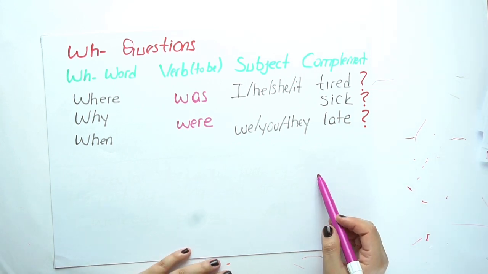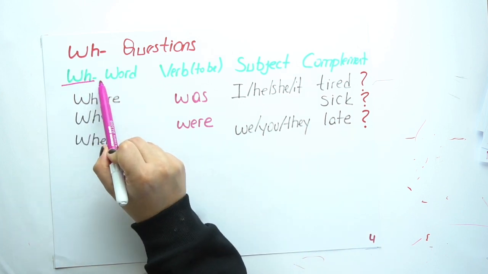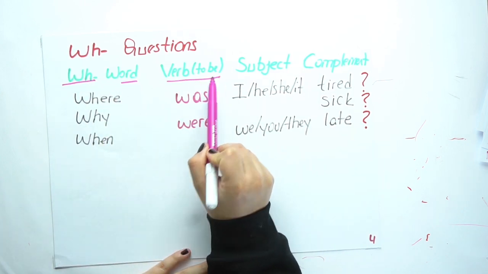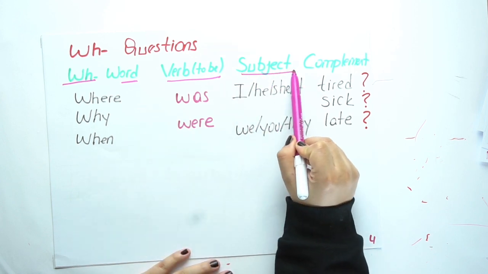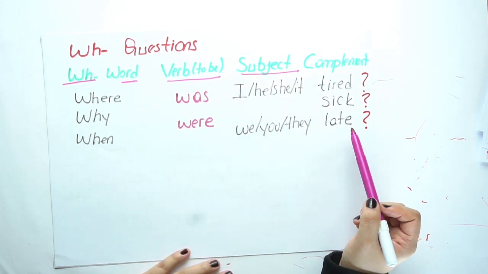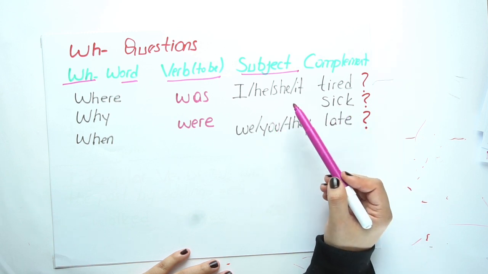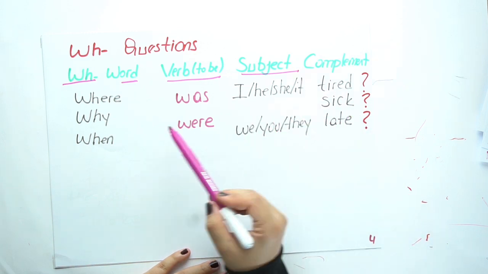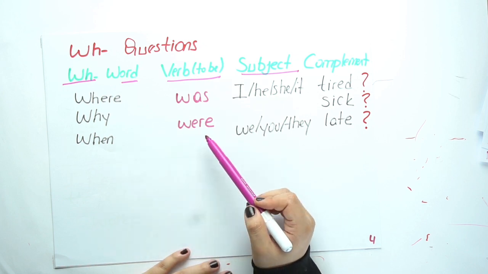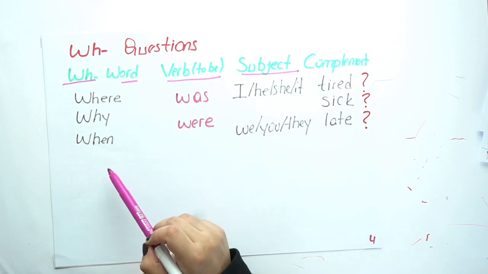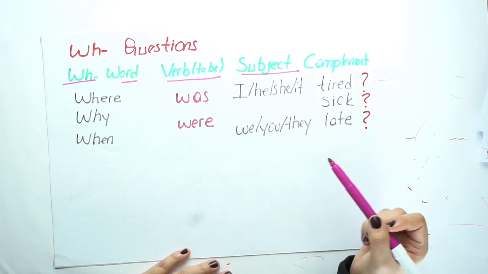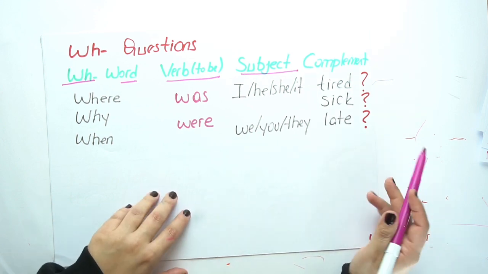Let's take a look at WH questions. WH word, then verb to be, subject, complement. Where was she? Why were they, for example? When were we?